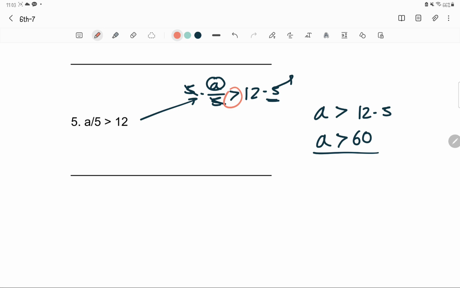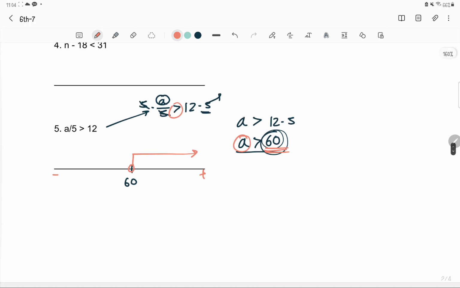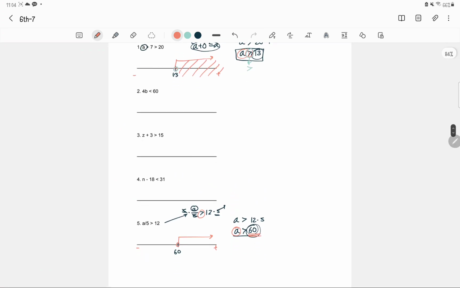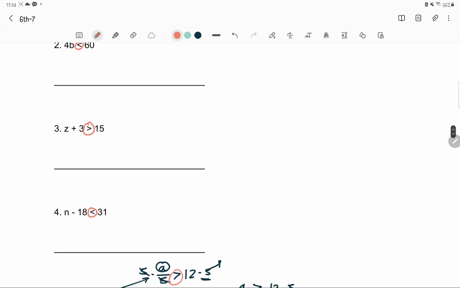So in order to graph, you just need to put the number 60 over here, and see if the variable is greater or less than this number. As we can see, a is greater than 60, so this is the positive side, like I said. So it goes this way with an open circle because it's just greater than, not greater than or equal to. So it's an open circle. And if I quickly go over, this one is also an open circle, and an open circle.